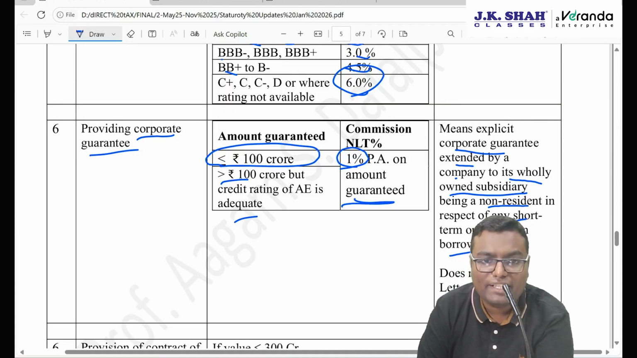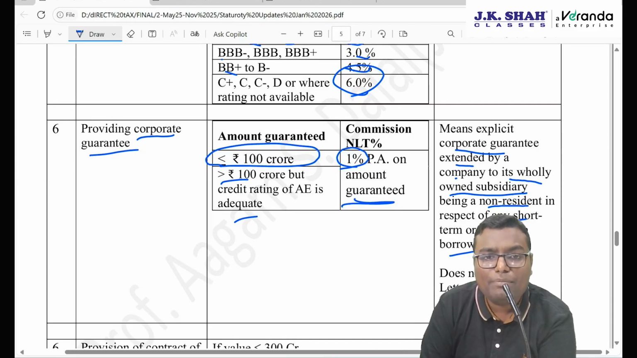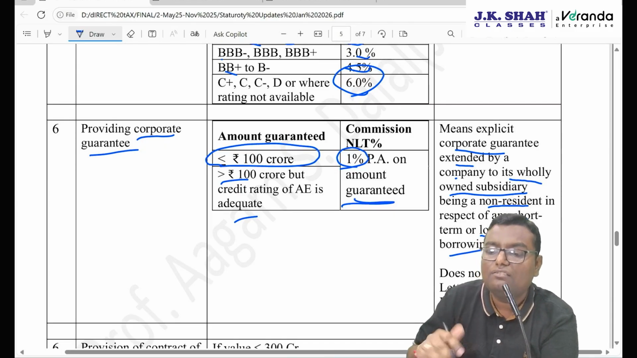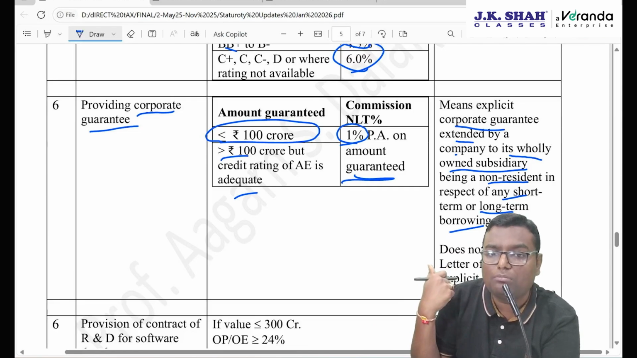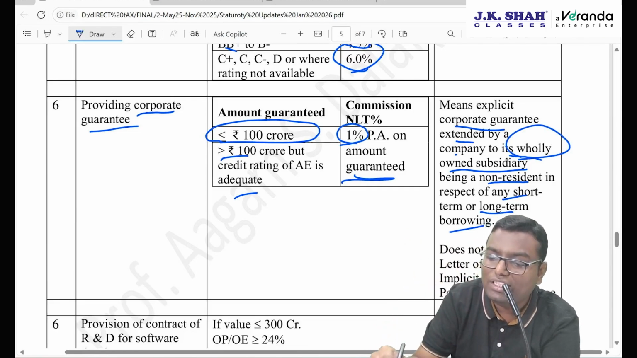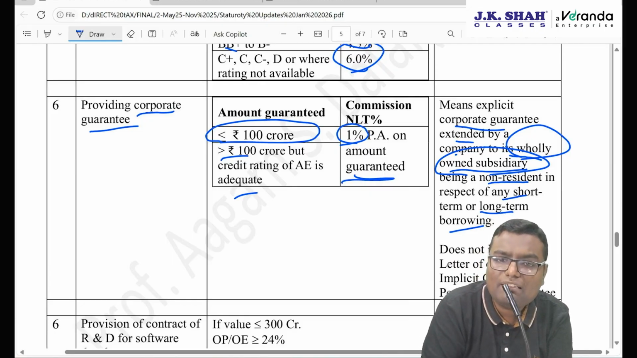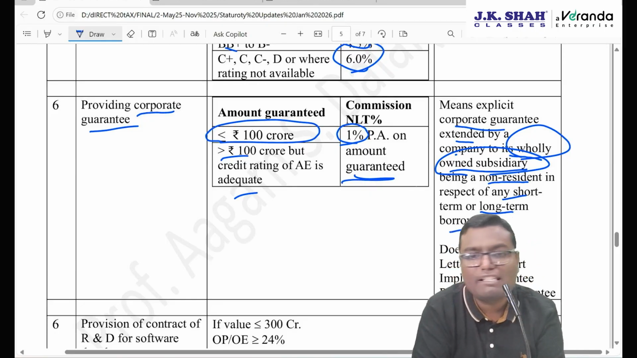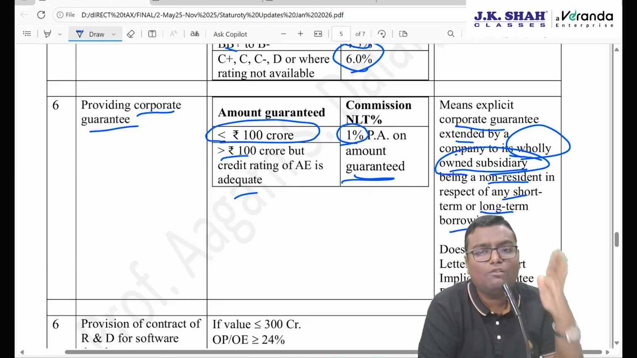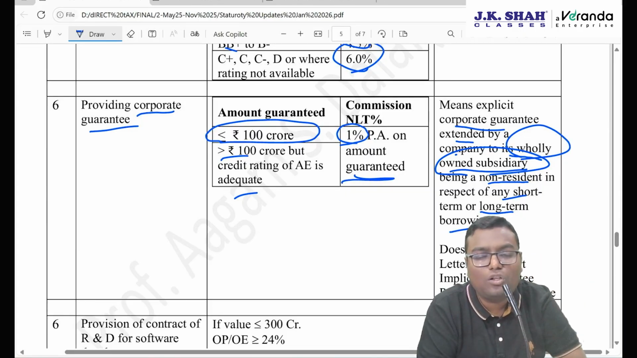This safe harbor rule is only applicable to those guarantee charges which are received from a wholly owned subsidiary. If the guarantee is for any other associated enterprise which is not a wholly owned subsidiary, safe harbor rule is not applicable. You have to calculate arm's length price in accordance with the normal methods.